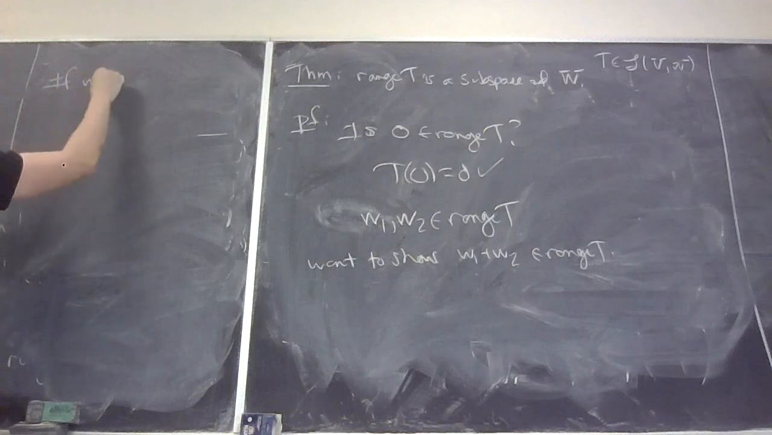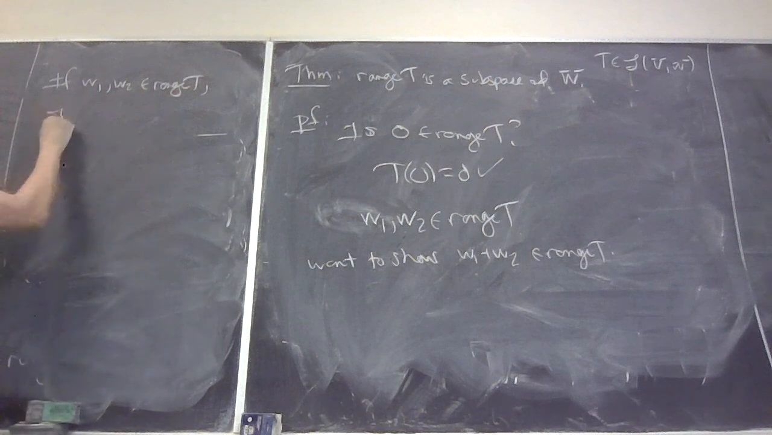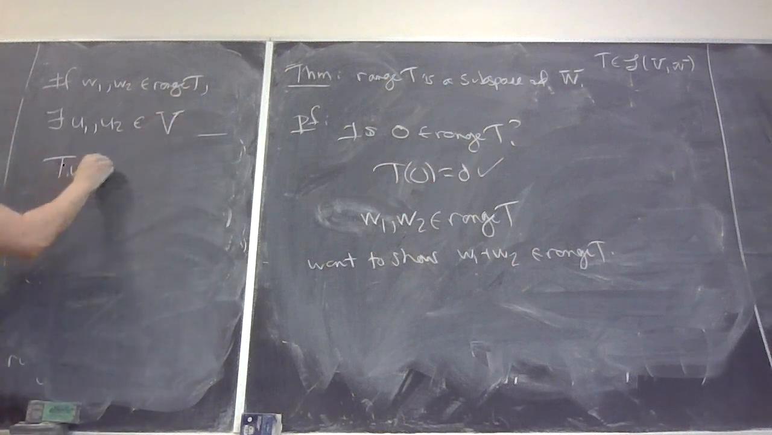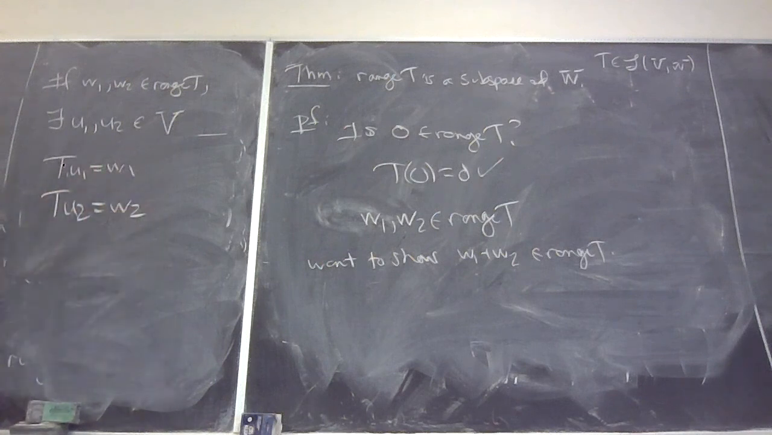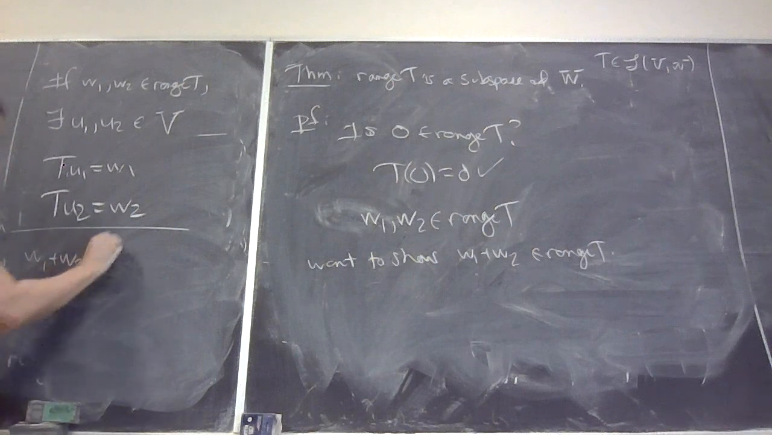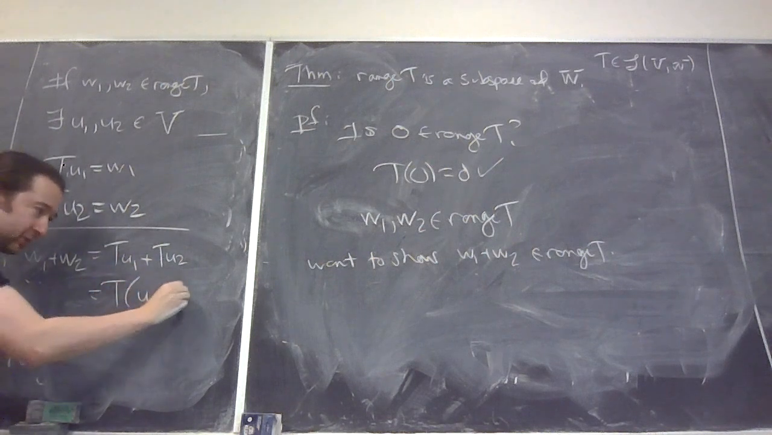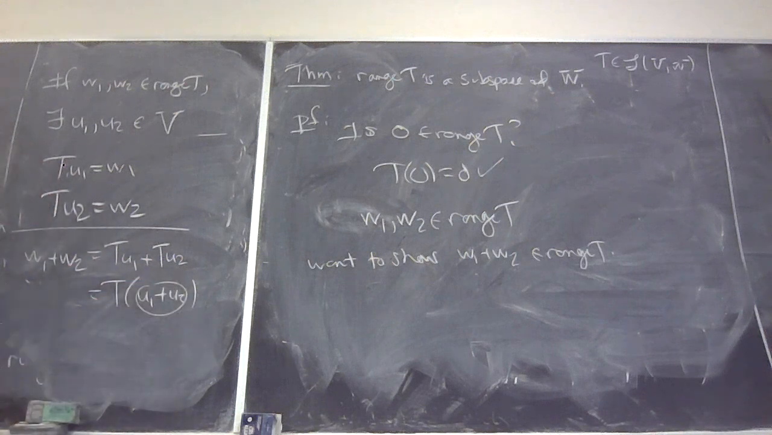If W1 and W2 are in the range of T, then there exist a U1 and a U2 in V, in the domain, so that T(U1) is equal to W1 and T(U2) is equal to W2. That's what it means to be in the range, right? To be in the range means you came from somewhere. There must have been an input element that produced you. How could we use that? What if I looked at W1 plus W2? Well, that would be T(U1) plus T(U2). If only I could find a vector that if I apply T to it, W1 plus W2 falls out. Oh, but look. Linearity says that's true, right? T is linear, so I can just factor it out. And there you go. That input right there is the input that produces W1 plus W2 as the output. So that means that W1 plus W2 is in the range of T.